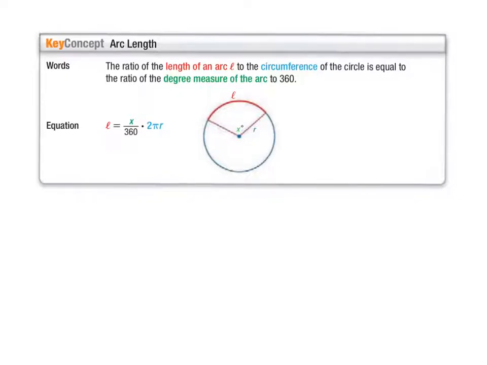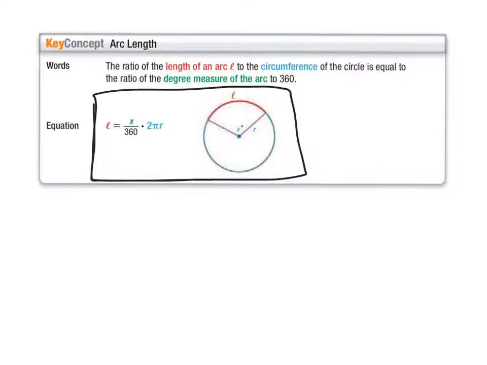Go ahead and write down this equation and this picture here in your notes. This is how to find the arc length in a circle. Now we're going to do a couple practice problems using this formula.